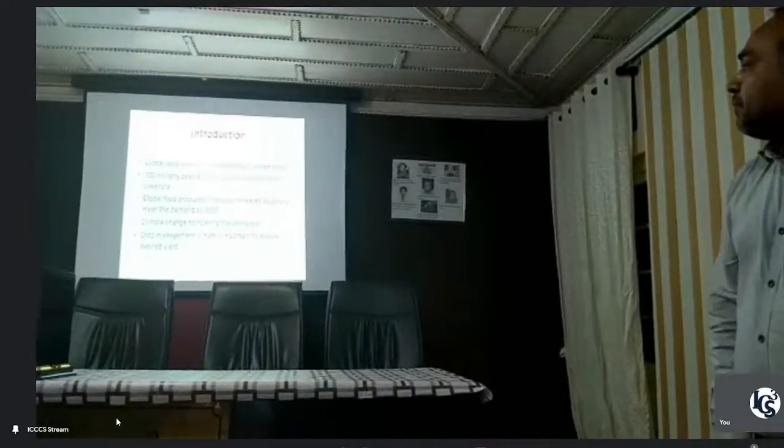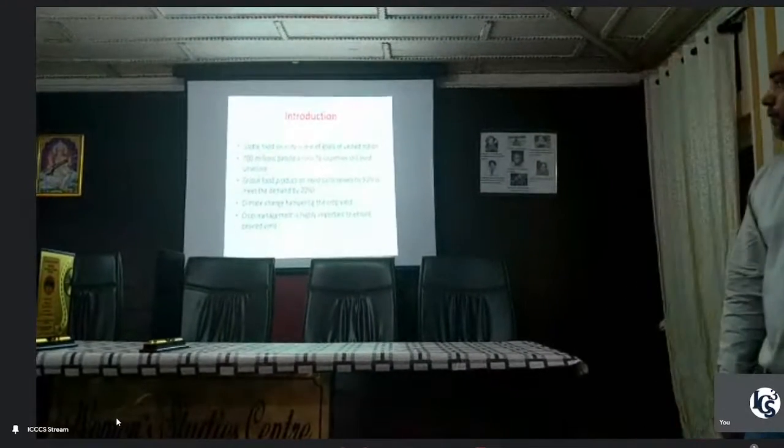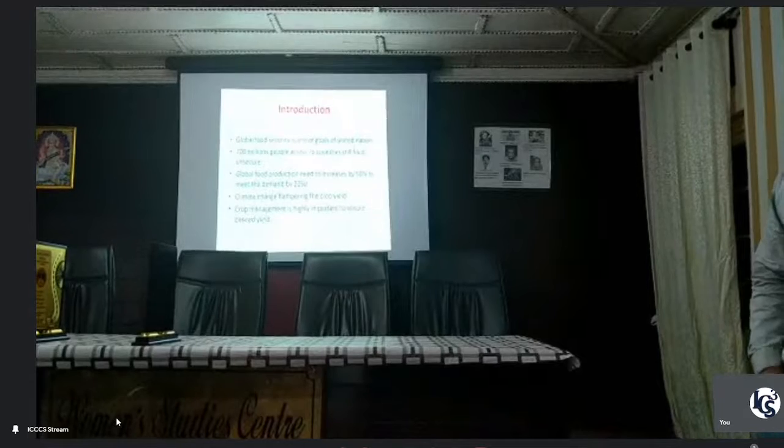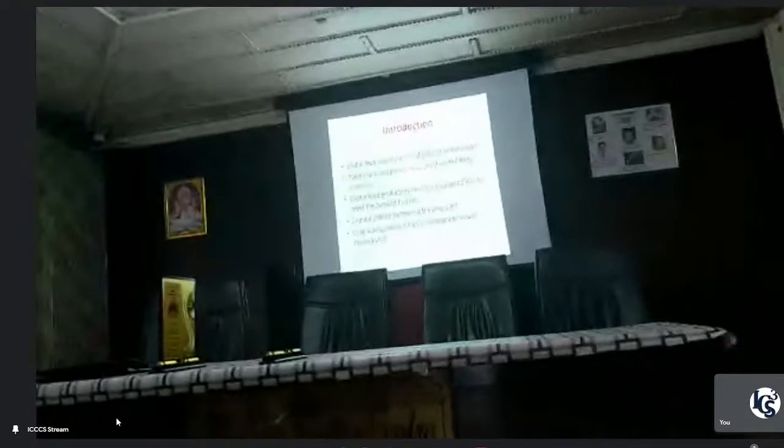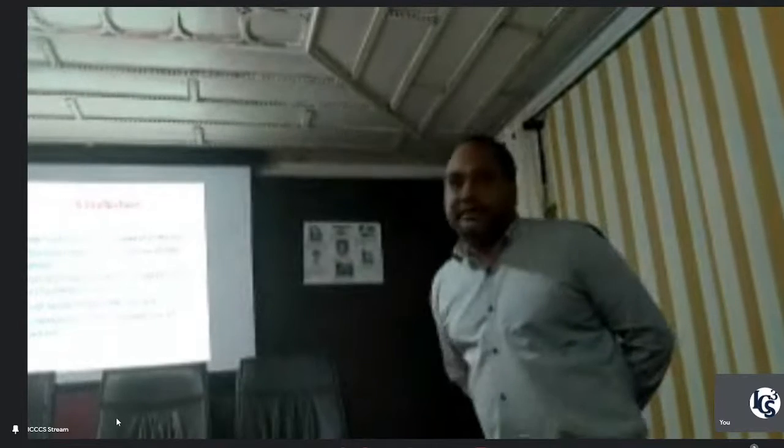Now, introduction. Global food security is one of the goals of the United Nations. Second, 700 million people from 76 countries are still food insecure, and global food production needs to increase by 50% to meet the demand by 2050. Climate change is hampering crop yield, and last, crop management is highly important to ensure the desired yield.